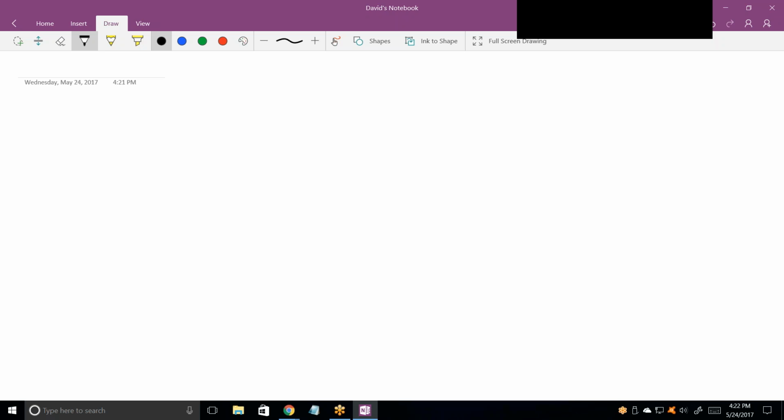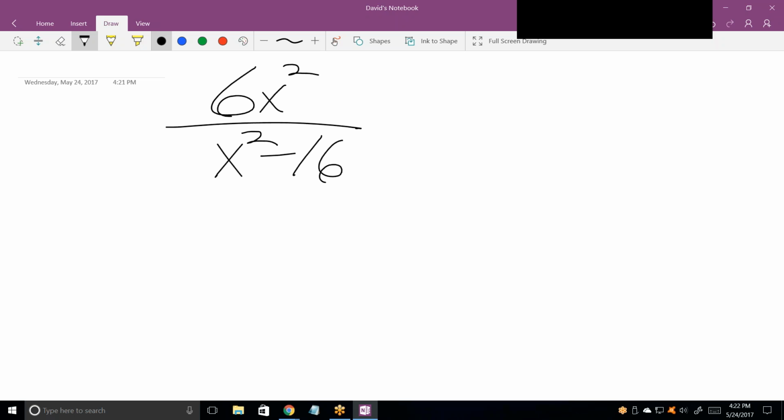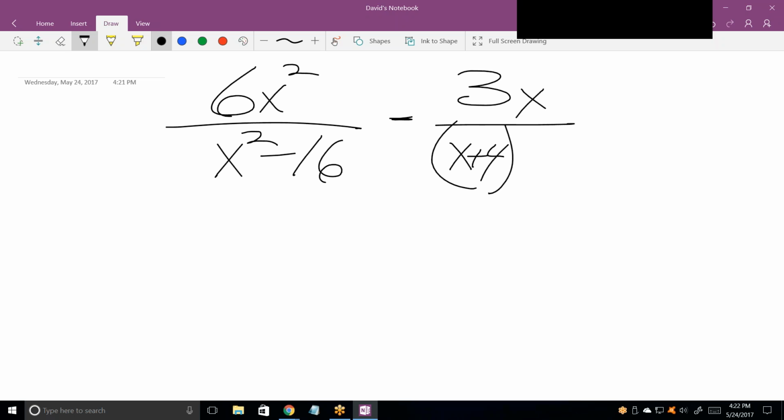Okay. 6x squared over x squared minus 16, and then all that minus 3x divided by x plus 4 equals 4 divided by x minus 4. There are 2 ways to do this problem.